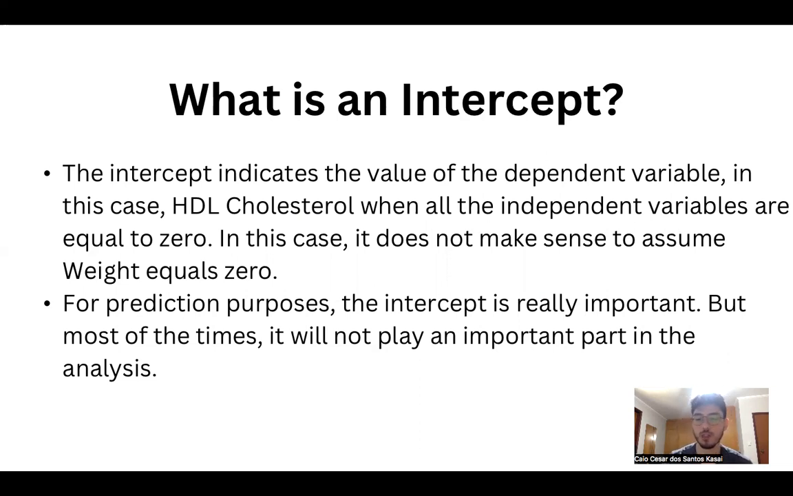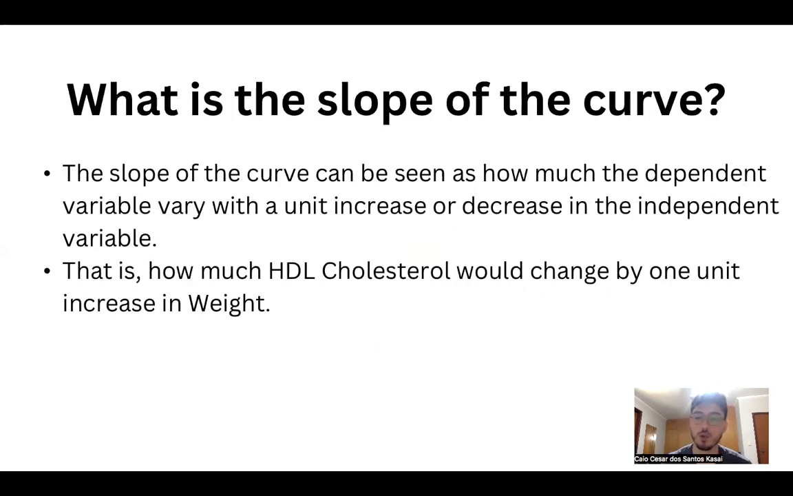Because what you're going to be looking at is the slope of the curve. The slope of the curve can be seen as how much the dependent variable varies with a unit increase or decrease in the independent variables. In this case, how much the HDL cholesterol will change with a 1 unit increase in weight. So the slope of the curve is actually showing the relationship between the dependent variable and the independent variable. And with that said, you can start estimating the model.